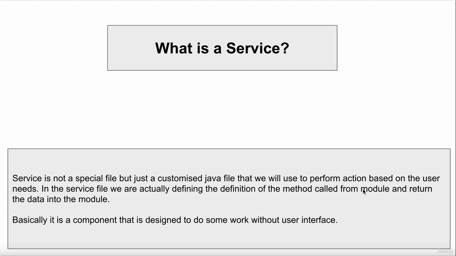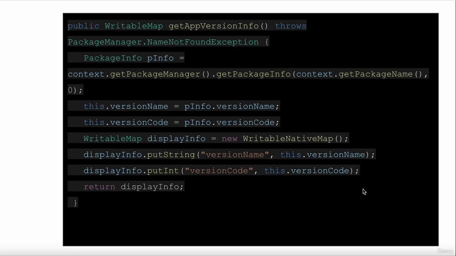So let's understand it with an example. This is the example of a service. This is the real code, and you can see that in this example we are getting the app version information from the Android package manager and writing it into key value pairs like version name and version code, and returning it to the module. Don't worry about the code. I will explain it in detail later in the next chapter when we do the practicals. So let's jump into the next chapter.